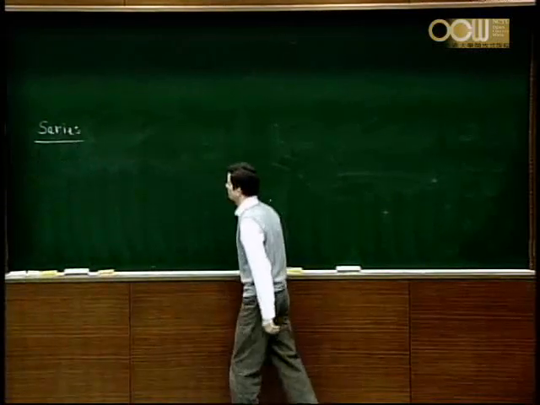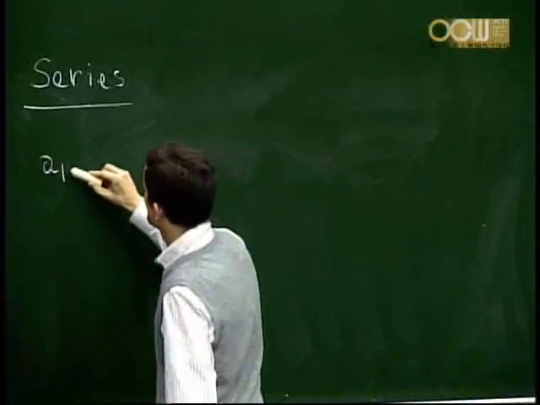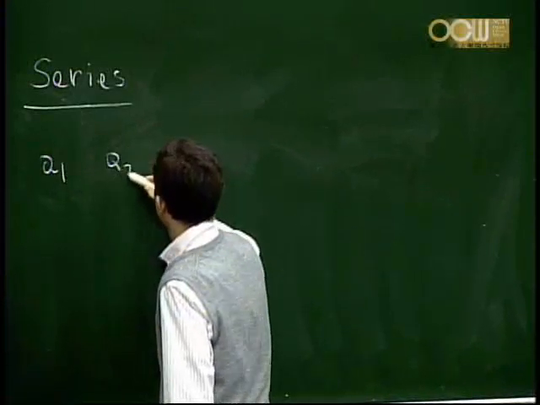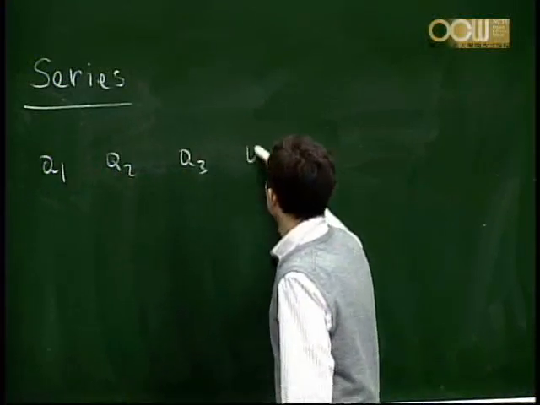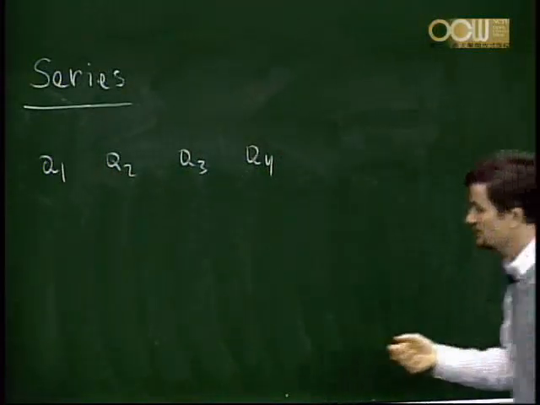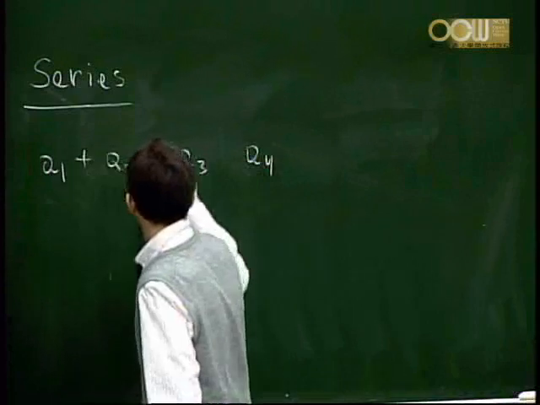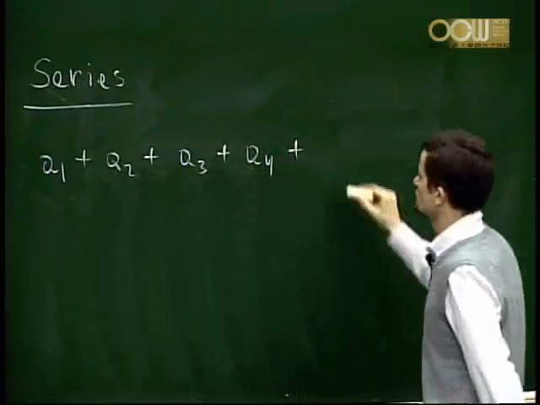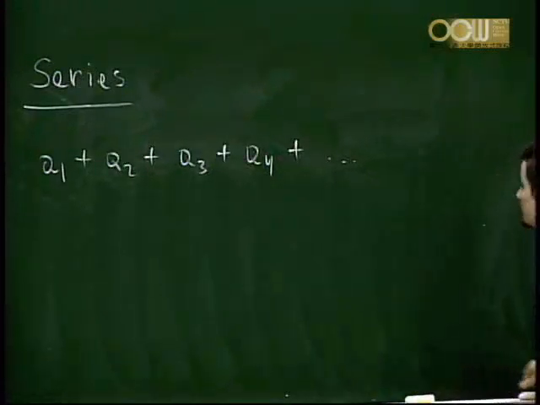So essentially, you start from a sequence. You have a sequence, and so on. And what you do is you just sum it up. You try to sum it up, and so on. And this is called a series.